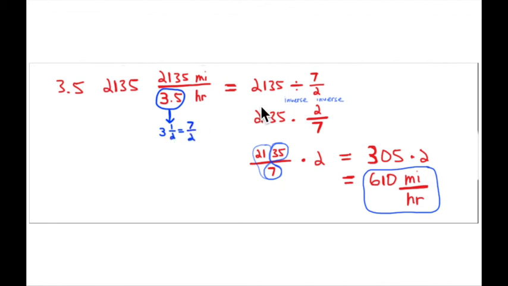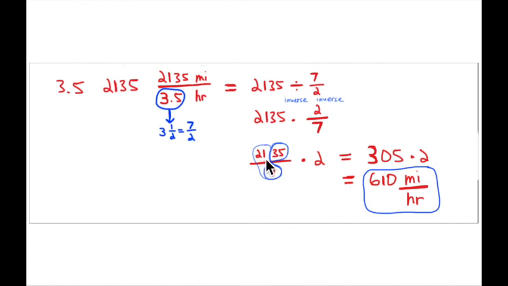So now you're going to divide 2,135 divided by 7 halves, and again, you're going to use the inverse and the inverse. So 2,135 times the multiplicative inverse, times 2/7. Divide first. Divide by that 7 first. So 2,135 divided by 7.